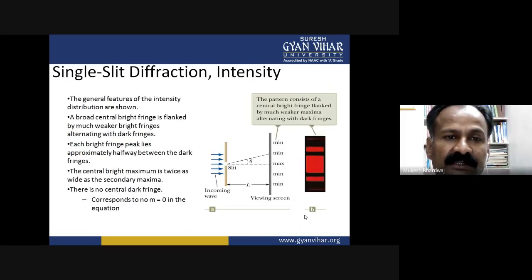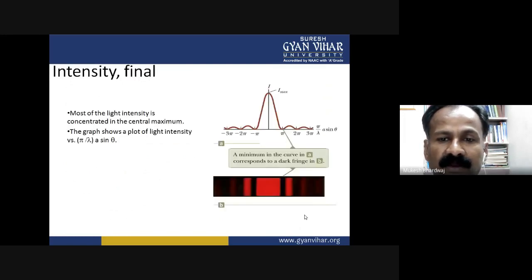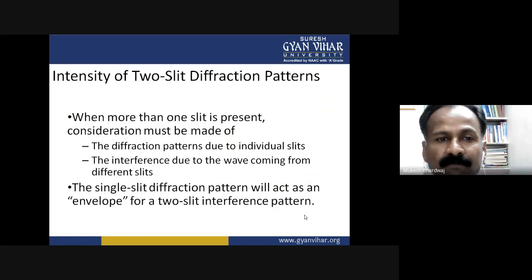So, this is a single slit diffraction. The intensity can be expressed as I equals I maximum times the factor in the equation. This formula is to be used for calculating the intensity. And finally, most of the light intensity is in the central maximum. The graph shows a plot of light intensity.